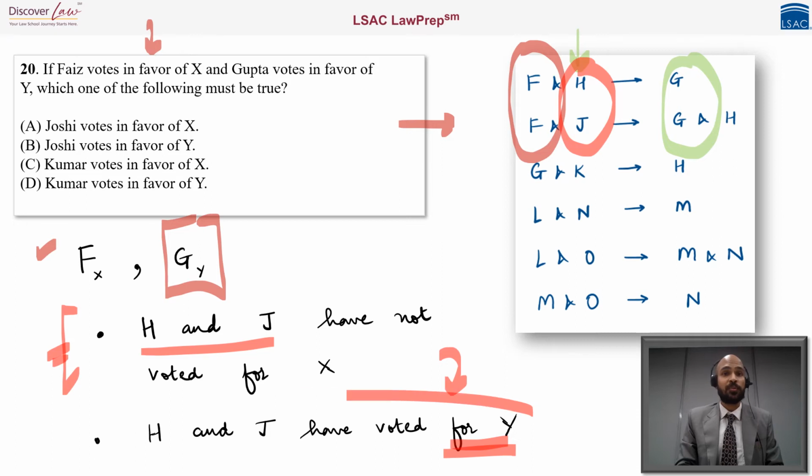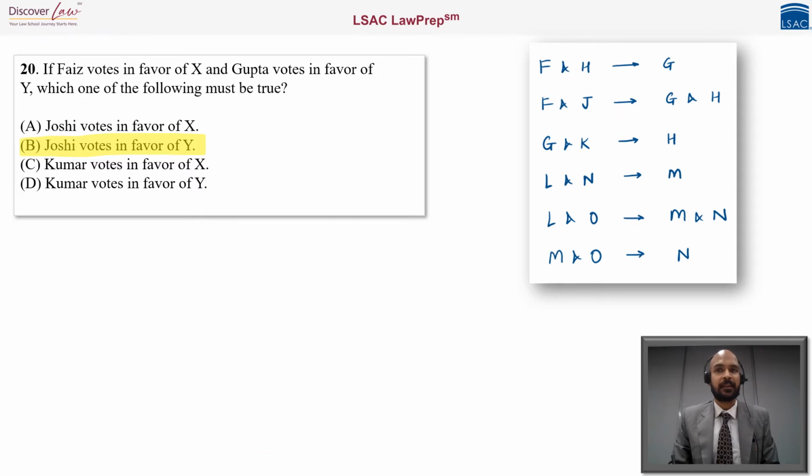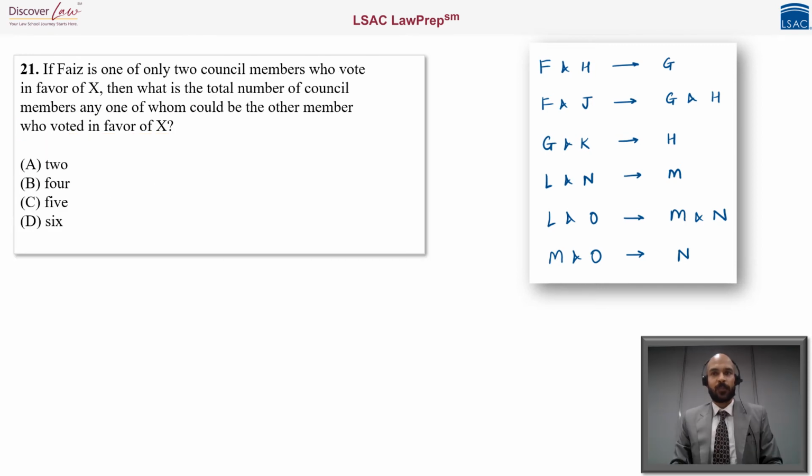Okay. When you know that H and J have voted for Y, look at the options and see whether you found your answer. It's very simple. You can see here that since we know that H and J have voted for Y, option B is the one wherein J has voted for Y. Simple. Let's move ahead. Question 21.